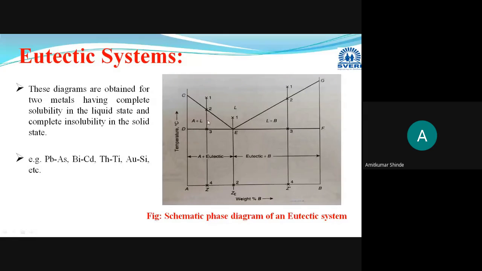This means in the region 2 to 3, your alloy will consist of solid A and liquid. And when the temperature reaches point 3, this remaining liquid will get completely solidified into a mixture of two solids, that is solid A and solid B, and this mixture of two solids will be termed the eutectic mixture. From point 3 to 4, there will be no change in the phases.